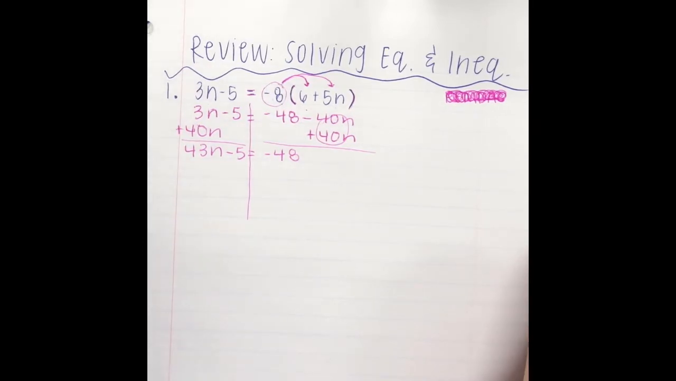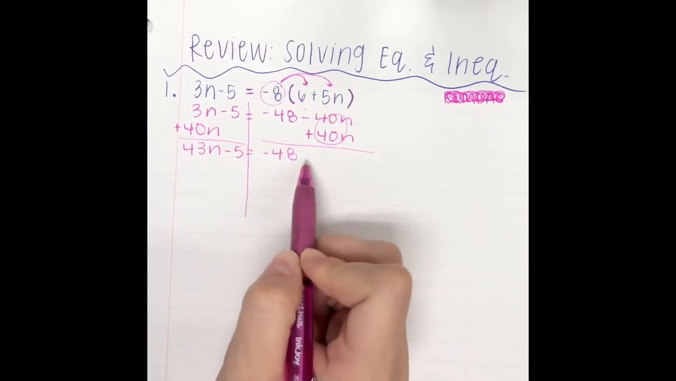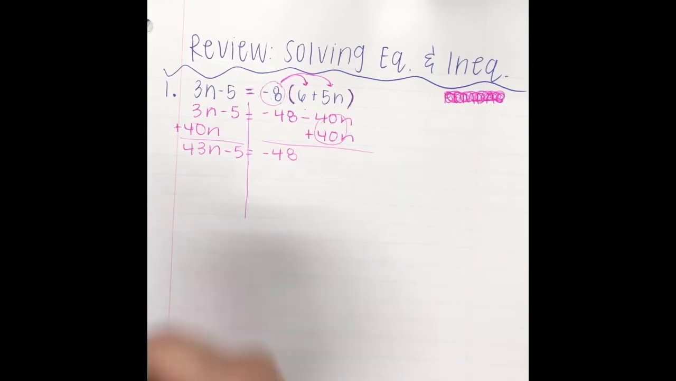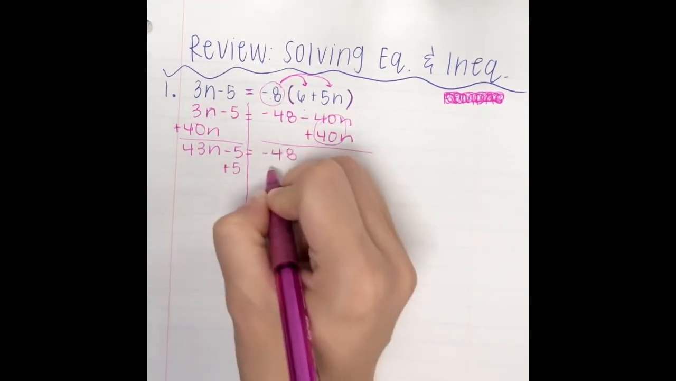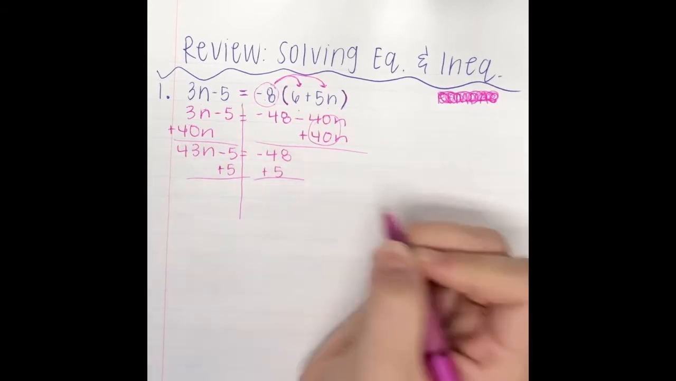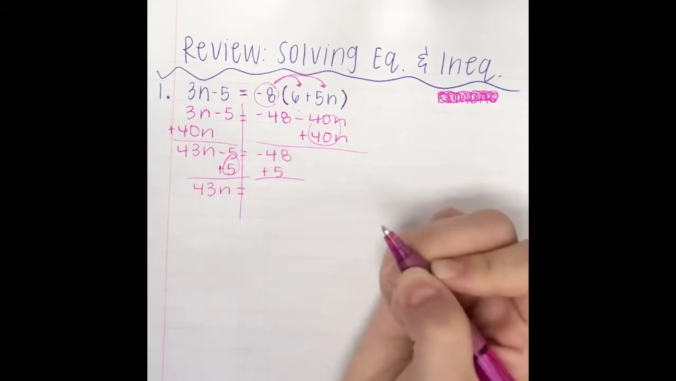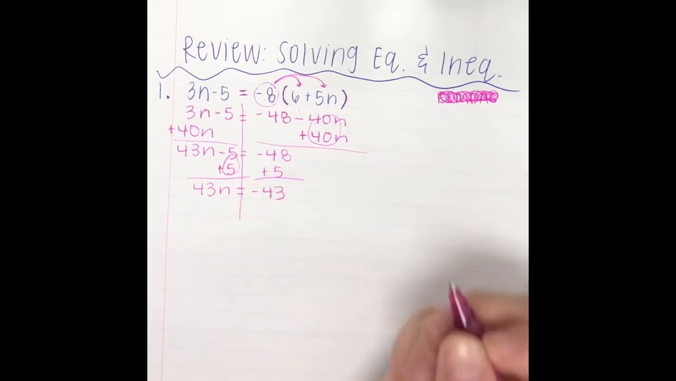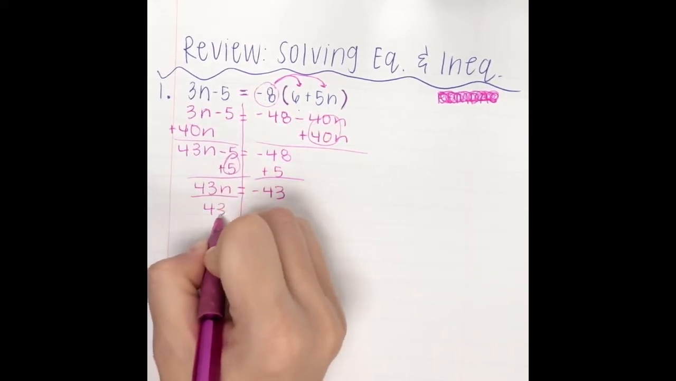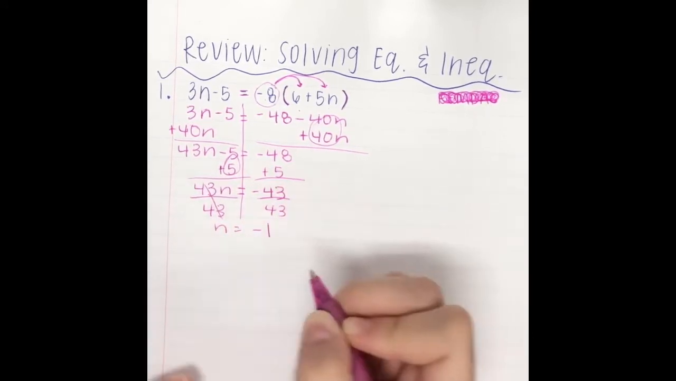Okay. Now that I moved n to the left side, everything without an n now needs to be on the right side. Okay, I want n's on one side and everything without an n on the other side. Okay, so to cancel out a minus 5, I'm going to do plus 5. Negative 5 plus 5 is 0, so I'm just left with 43n equals a negative 48 plus 5 is a negative 43. Okay, so divide both sides by 43. And we get n equals negative 1.